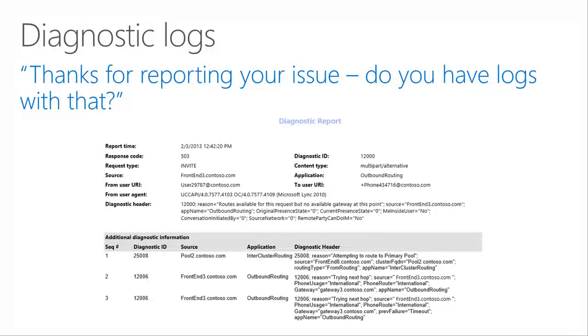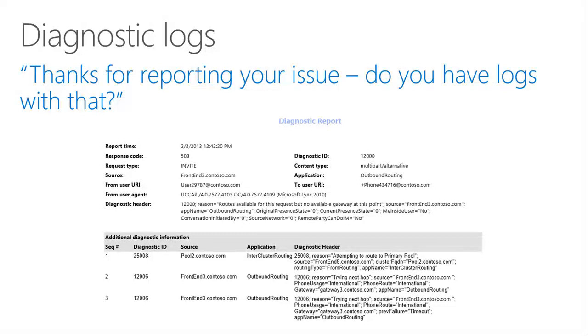Now, you can go through. I realize that this may be small on the screen, but I can see here the diagnostic header, that even if you were looking at the SIP logs, you would see in there. It says, routes available for this request, but no available gateway at this point, which means that the user was trying to call a phone number.